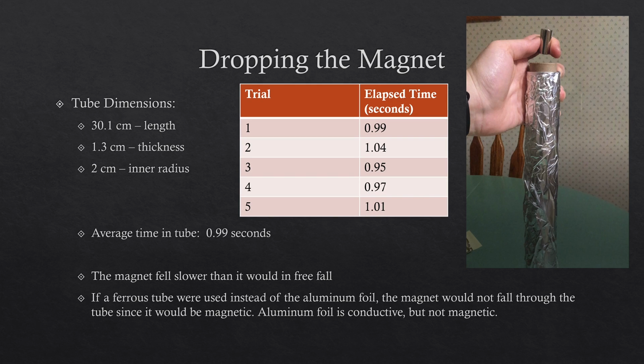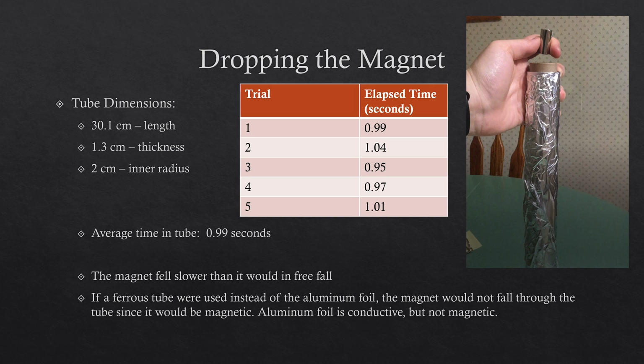Dropping the magnet. All the way to the right is an image before I drop the magnet through the aluminum foil tube. All the way to the left are the dimensions of my tube: 30.1 centimeters in length, 1.3 centimeters in thickness, and 2 centimeters for an inner radius.